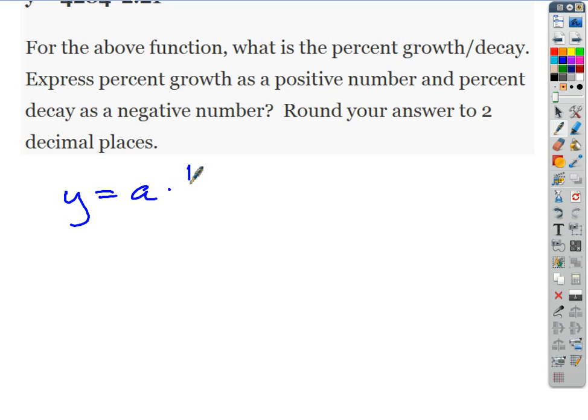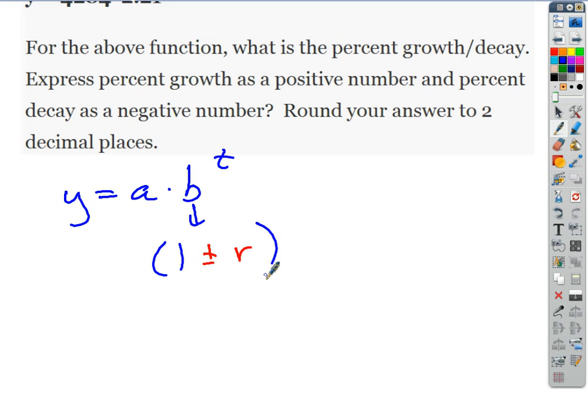I'll make that a t instead of an x, so it reminds us that it's time. Now, instead of writing the growth factor as a b, we're going to change that to 1 plus or minus r, where r is the percent. Okay, that's the percent change. So the b, we're going to write this way. And this is the decimal equivalent of the percent.